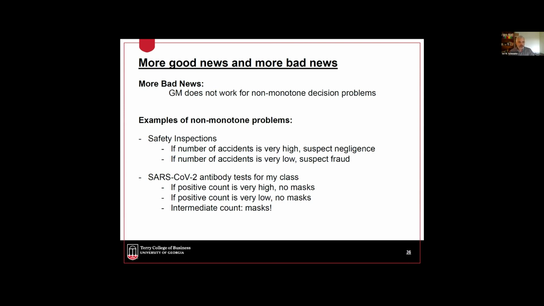And then you can also think about SARS-CoV-2, COVID-19 antibody tests. If I'm teaching my class in the fall, and I had access to accurate antibody counts, which would be really cool: if the positive count was very high, I might not be too worried because I know there's a high degree of immunity. Well, science is evolving, but I might not require masks. If the positive count is very low, then I think the spread is under control, and so I won't worry about masks. If I've got an intermediate count, then I might maximize my precautionary behavior.